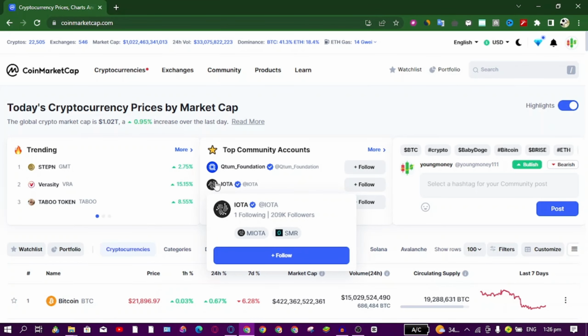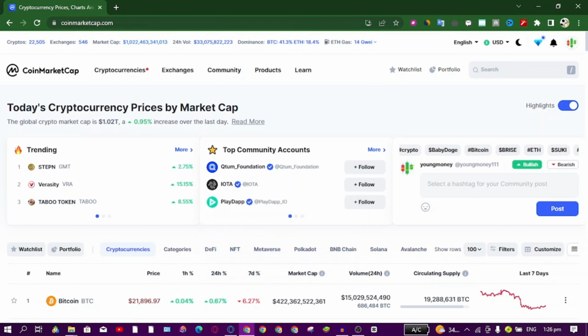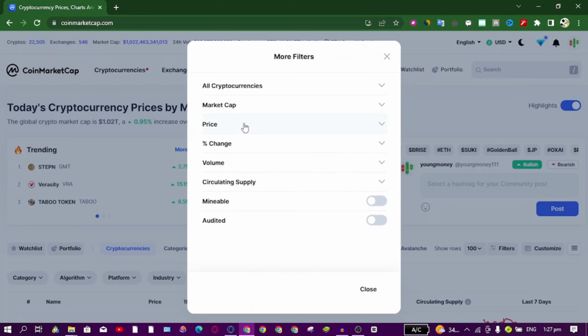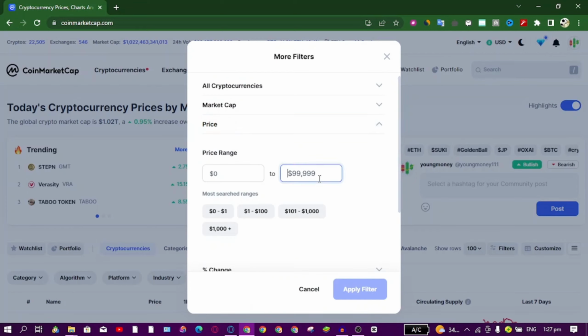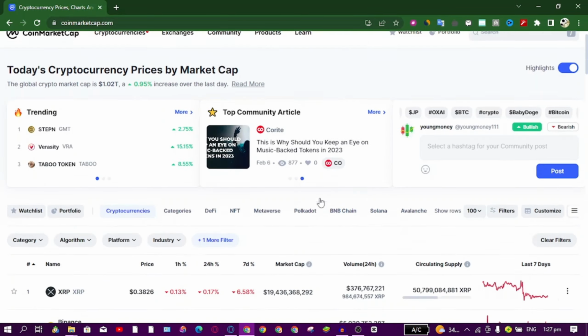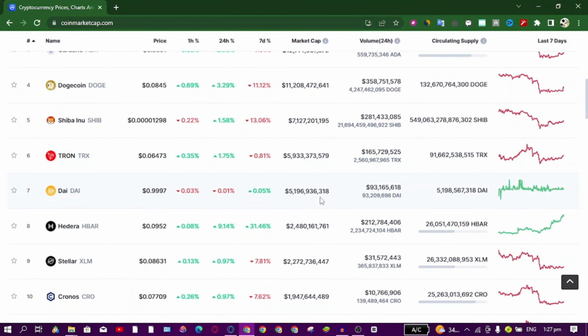Navigate to CoinMarketCap on your browser. Go to filter. Add filter. Go to price and select 0 to 1. Apply filter and show results. Okay.